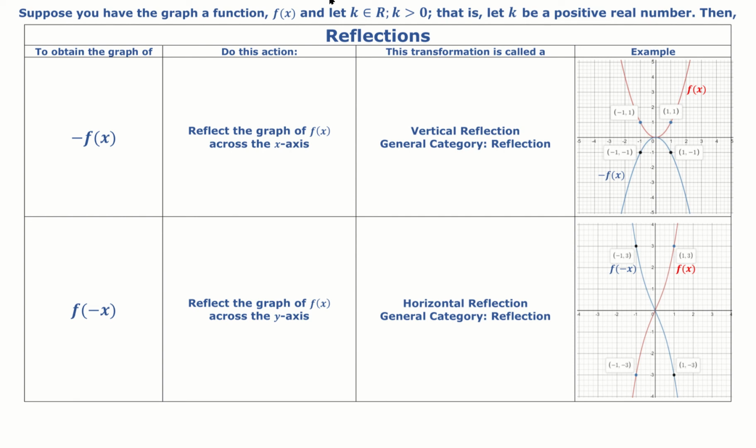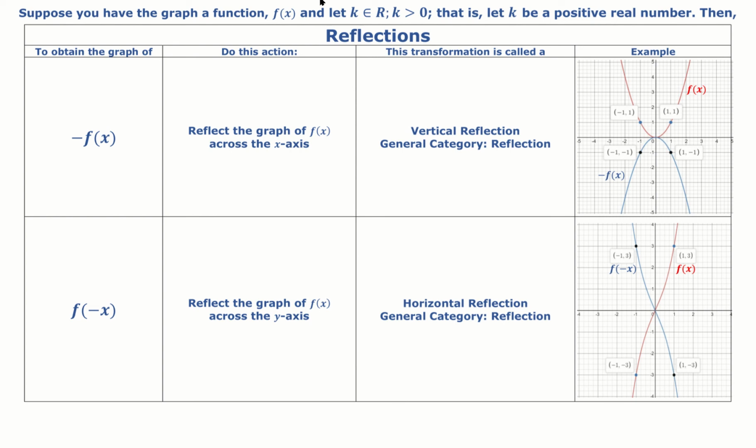When we do f of negative x, when the negative is getting multiplied by the input rather than by the output f of x, the reflection is going to happen, but it's not going to happen vertically, it's going to happen horizontally. We call this a horizontal reflection. Notice the red is the original f of x, the blue is f of negative x, so you get the mirror image, but not across the x-axis, this time across the y-axis.